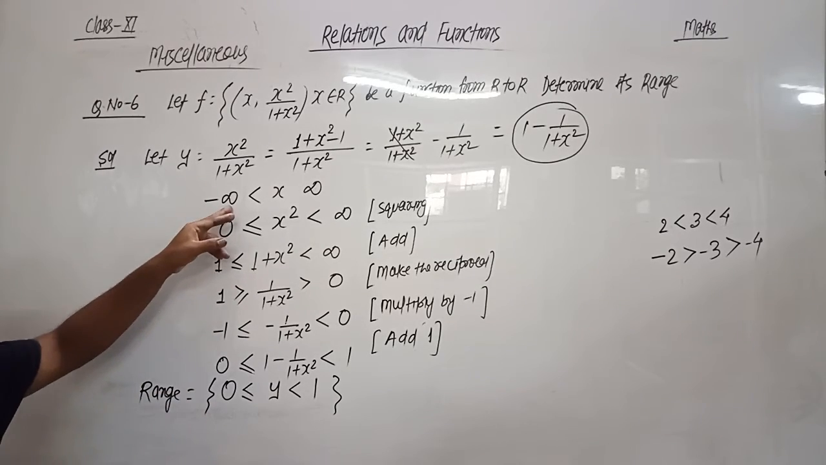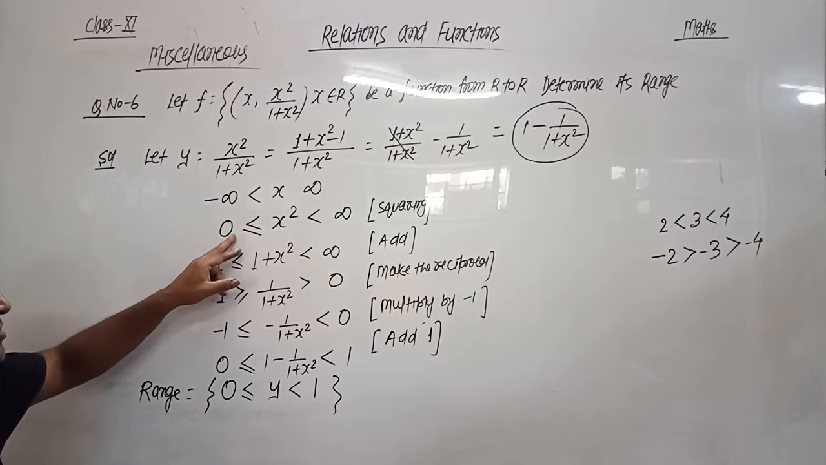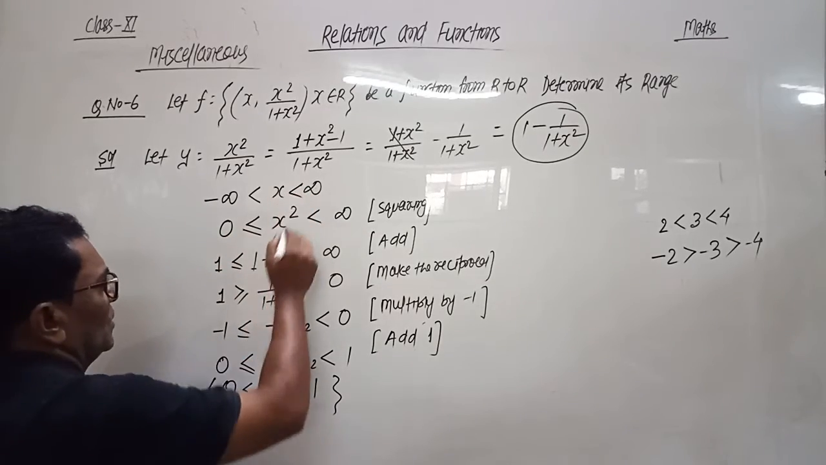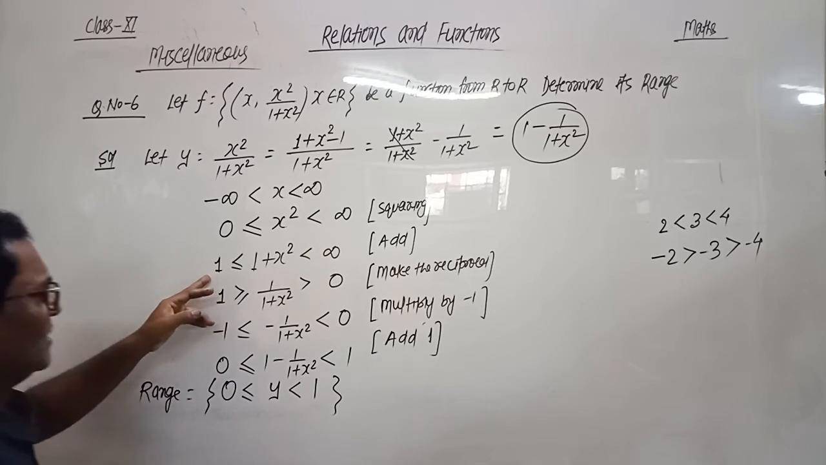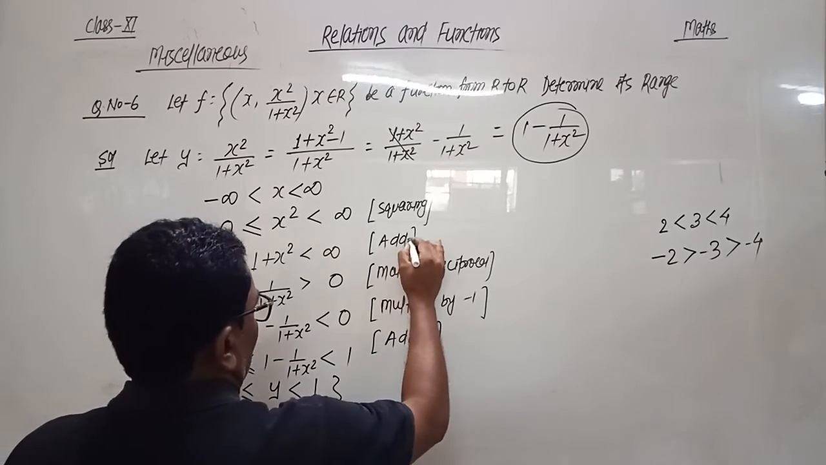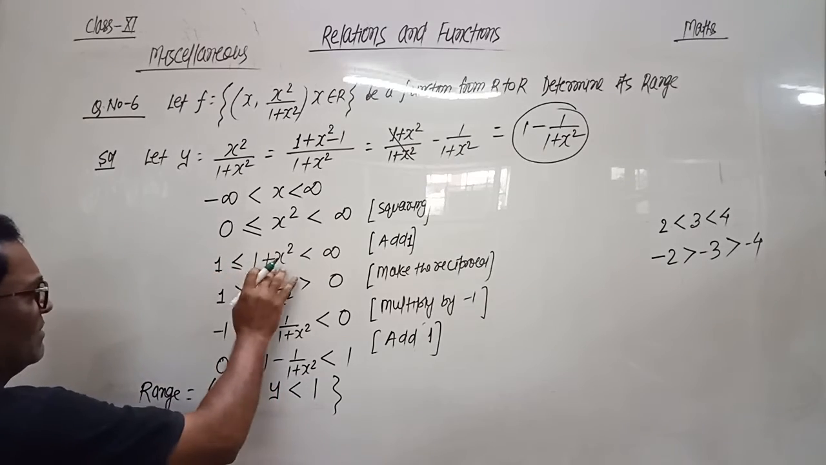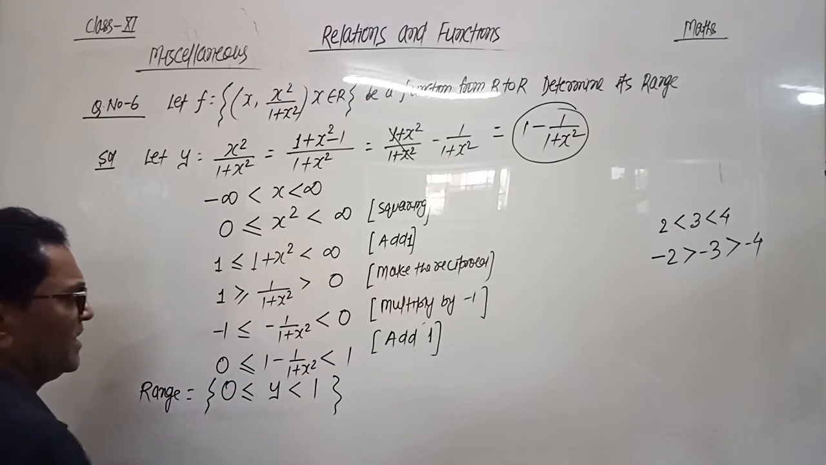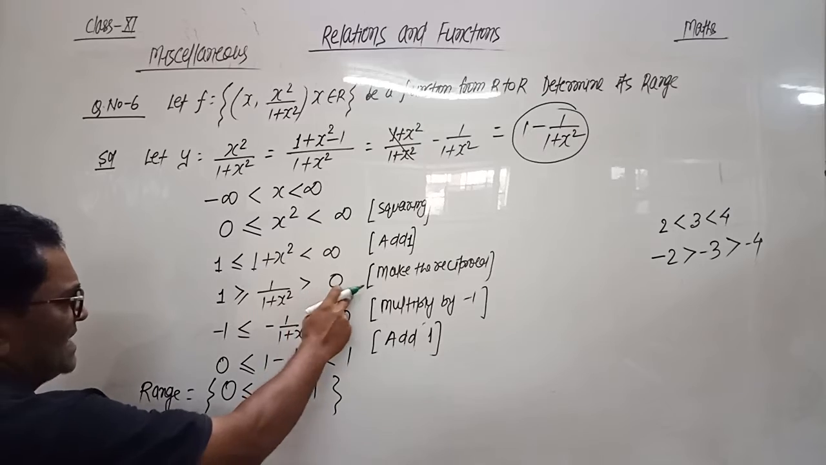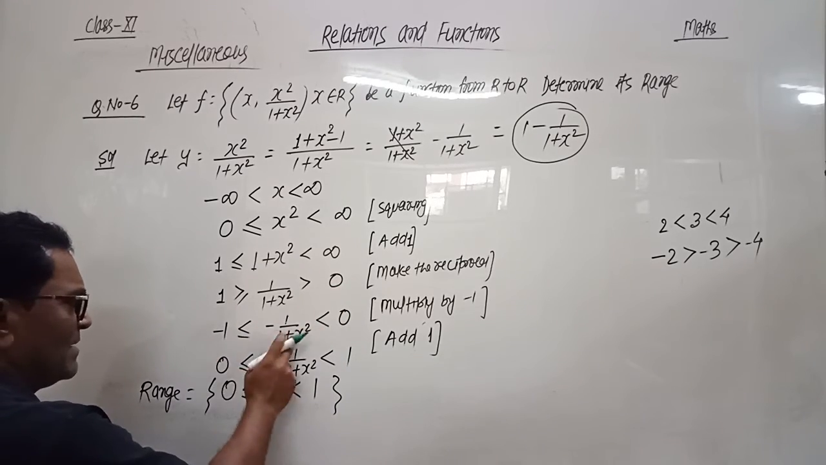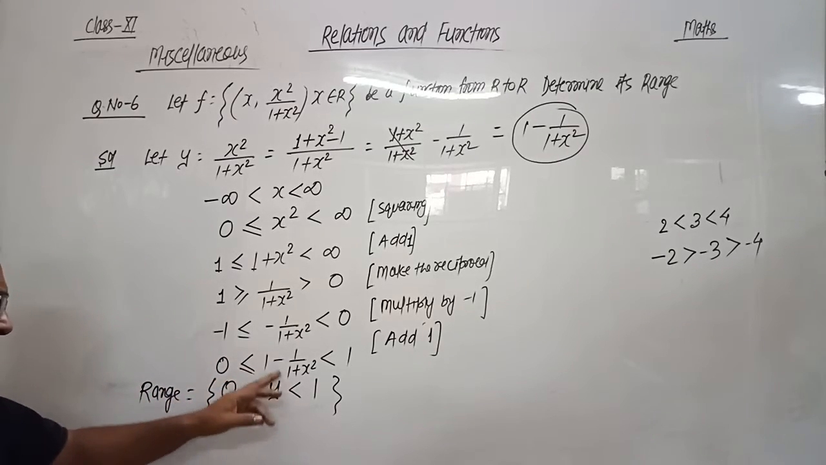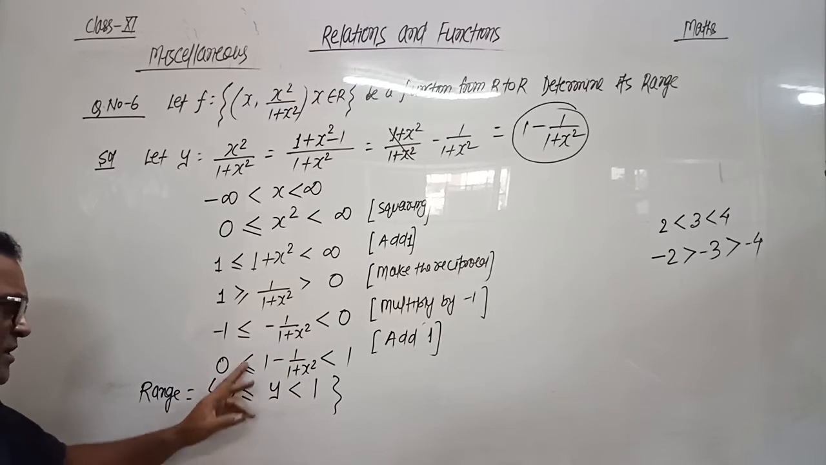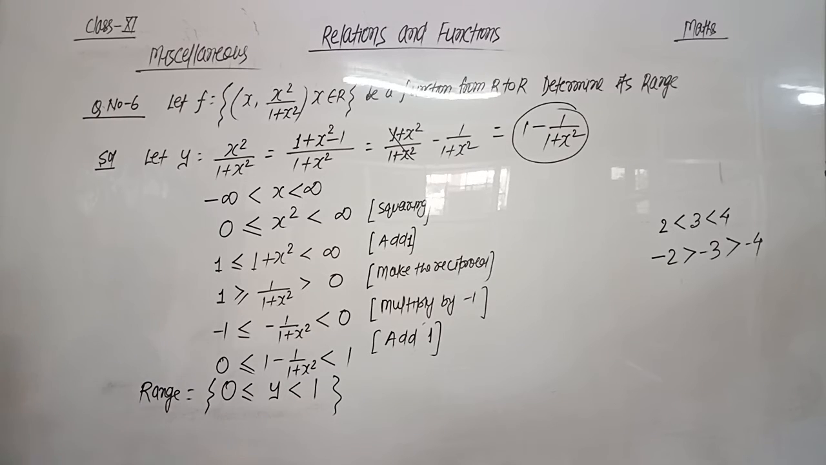When we square minus infinity, it becomes 0. And x square of infinity is infinity. Then we add 1: 1 plus 0, and 1 plus infinity is infinity. Then make the reciprocal, the sign gets changed. Then multiply by the minus sign, again its sign gets changed. Then add 1, and we get this as y. So 0 is less than or equal to y is less than 1. This is the range which we have to determine.